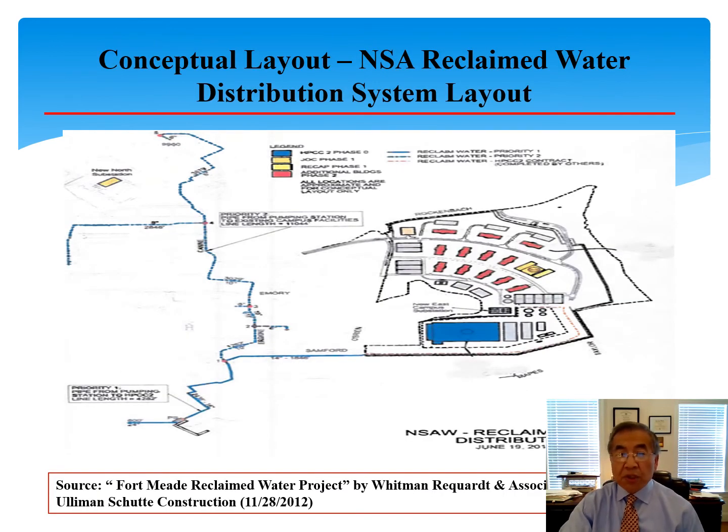This is a diagram showing that the reclaimed water pumping station pumps the reclaimed water to cool the buildings in Fort Meade. The blue color buildings are already there. The yellow and red buildings are phase 1 and phase 2. They will be constructed in the future. They haven't been built yet.